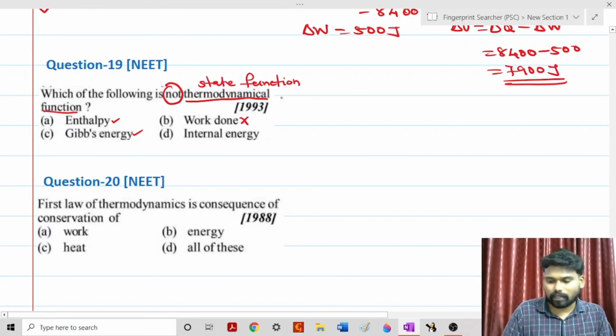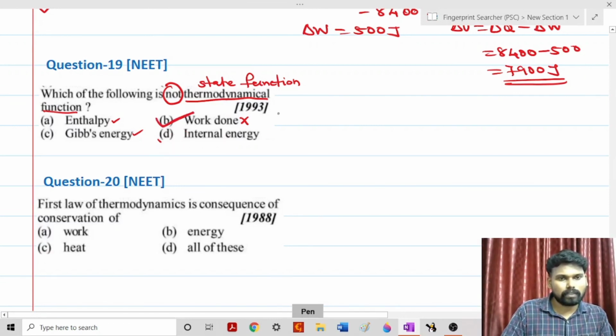Remember that work and heat are not state functions, and all other quantities like temperature, pressure, volume, mass, heat capacity, internal energy, enthalpy, Gibbs free energy, Helmholtz free energy, all these are state functions. So this is our answer. All others are thermodynamic functions. Option B is the correct answer.